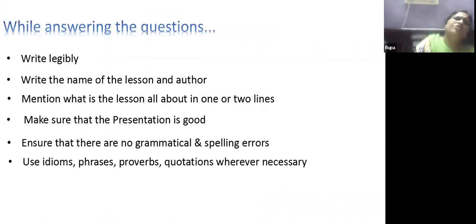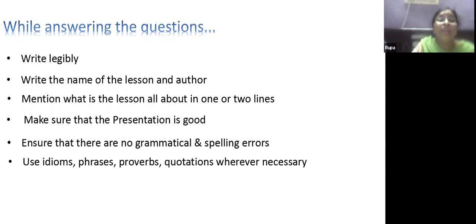And when you are answering the question, children, write legibly, which means write very clearly. Let your handwriting be clear. And write the name of the lesson and the author. Mention what the lesson is all about in just one or two lines, children. Don't make it a very lengthy answer. What is the whole lesson about? For example, if you take To Serve with Love, it is talking about the experience of a teacher with students who are not well mannered. One single line, that's it. Or two at the most.